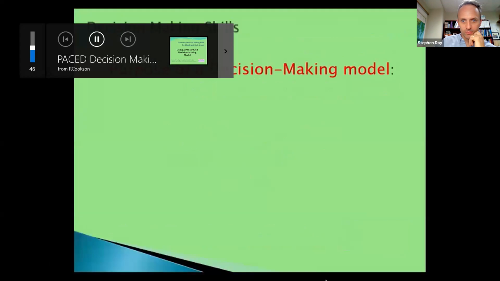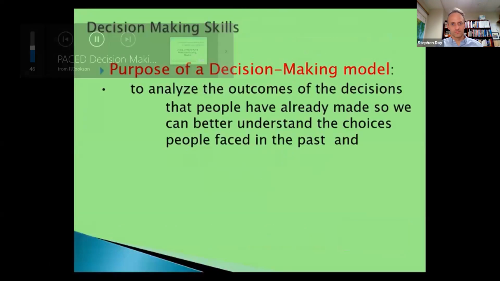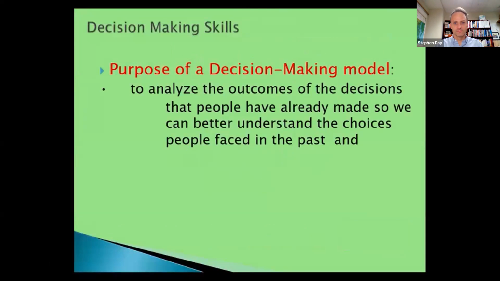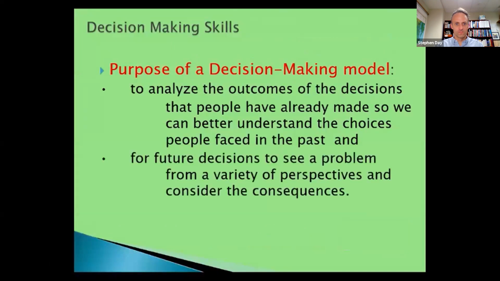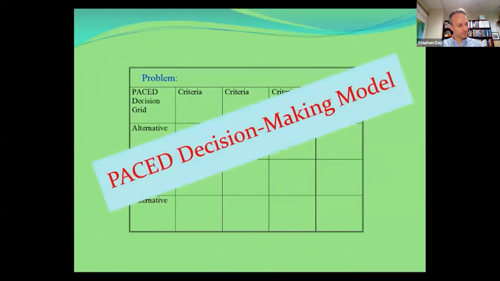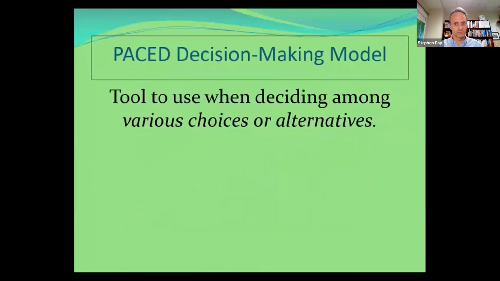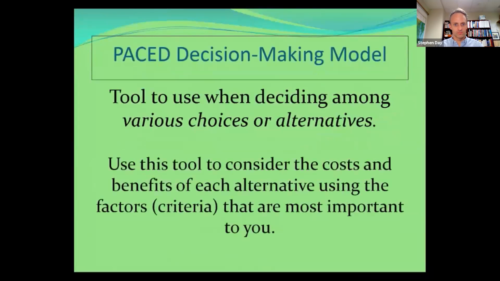Economic decision-making skills for the middle and high school classroom using a PACE grid decision-making model. Why should you use a decision-making model in your classroom? First, we can use it to analyze the outcomes of the decisions that people have already made, so we can better understand the choices that people faced in the past. And we can use a decision-making model for future decisions to see a problem from a variety of perspectives and consider the consequences before the choice is made. This video will demonstrate how to use a PACE decision-making model with your students. A PACE decision-making model is a tool to use when deciding among various choices or alternatives. Use this tool to consider the costs and benefits of each alternative or choice using factors or criteria that are most important to you.